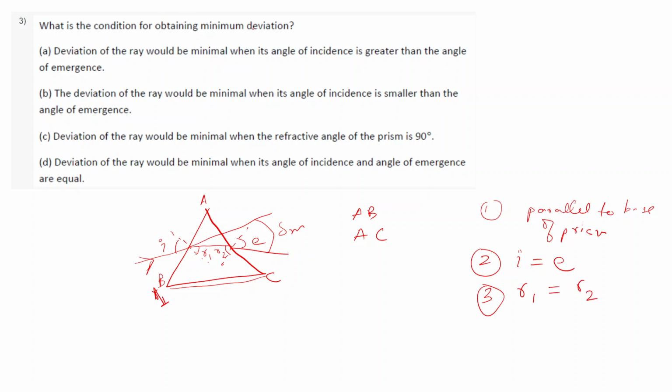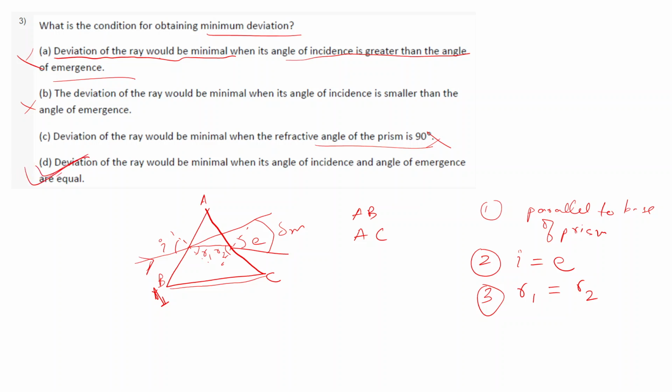So what is the condition for obtaining minimum deviation? Deviation of ray, what is wrong here? Deviation of ray would be minimal when angle of incidence is greater than angle of emergence. No, this does not happen in minimum deviation condition. Deviation of ray would be minimum when angle of incidence is smaller than angle of emergence. No, this also does not happen for angle of minimum deviation position. Deviation of ray would be minimum when refractive angle of prism is 90 degree. No such requirement is there. Deviation of ray would be minimum when angle of incidence and angle of emergence are equal.